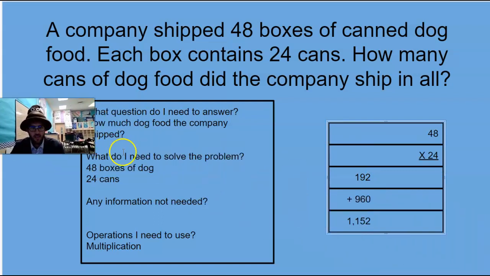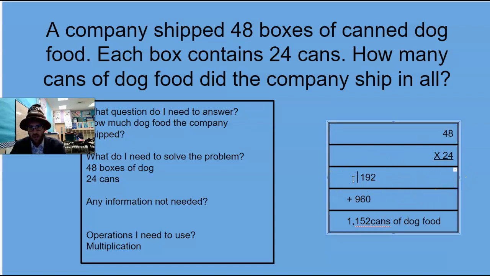And if we were doing this the best way possible, friends, I would put 1,152 cans of dog food, because I always want to make sure I label my answer, because that way I know it's not cat food, Cheerios, coffee, cake. It's cans of dog food. So right there, friends, is kind of how I like to solve these problems. Let's do one more together.